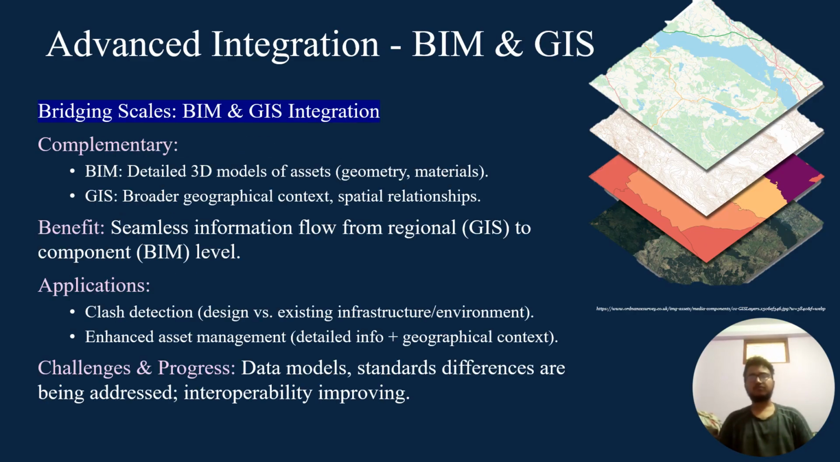So building information modeling, BIM, and GIS represent two complementary approaches to spatial information management in civil engineering. BIM focuses on detailed, information-rich 3D models of infrastructure assets, capturing everything from geometry to material specifications and equipment details. GIS, meanwhile, excels at representing the broader geographical context and spatial relationships.